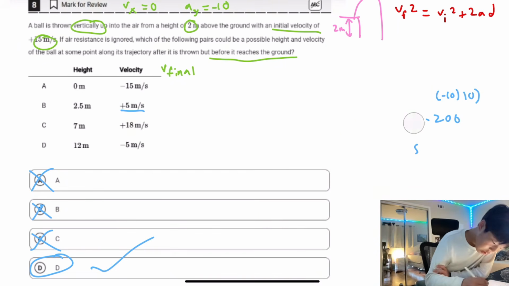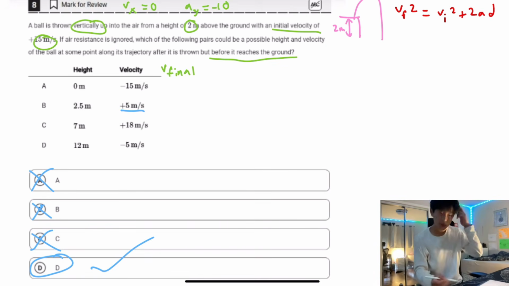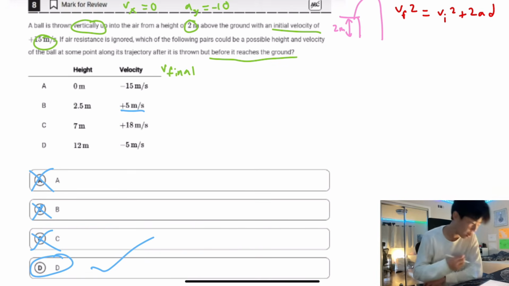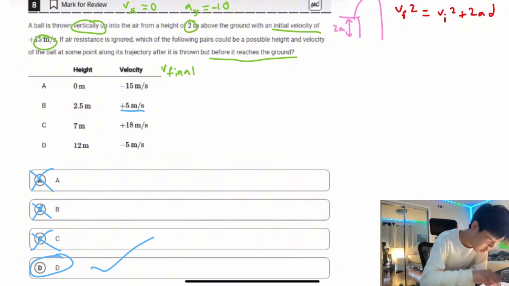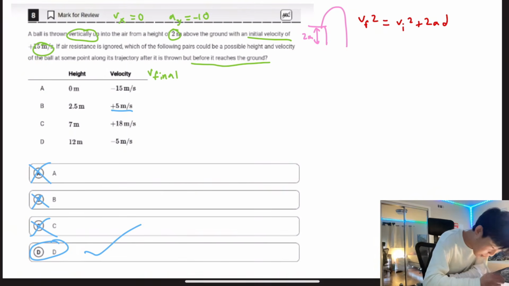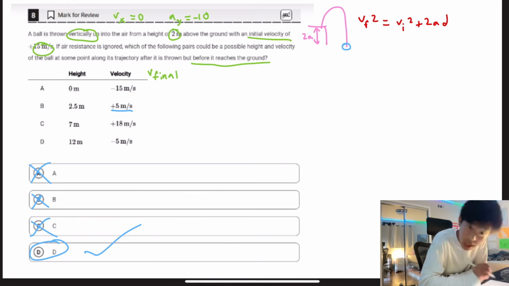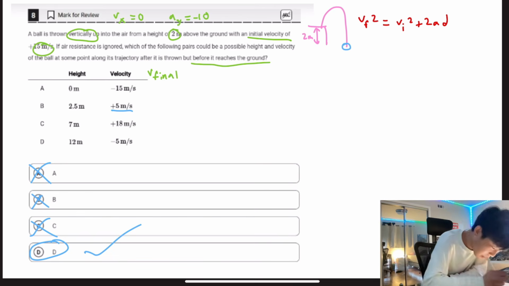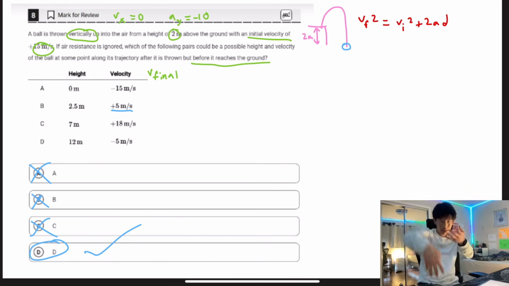What is the easier way? Well, it's by using common sense. And I know some of you guys like using equations, so this might not be the move for you. But anyway, let's go back to this drawing we have right here. So at 0, it's going to be over here. Okay? Could it be 15 meters per second? Negative 15 meters per second? It could be. It could be. Because as we know, gravity opposes the initial velocity.